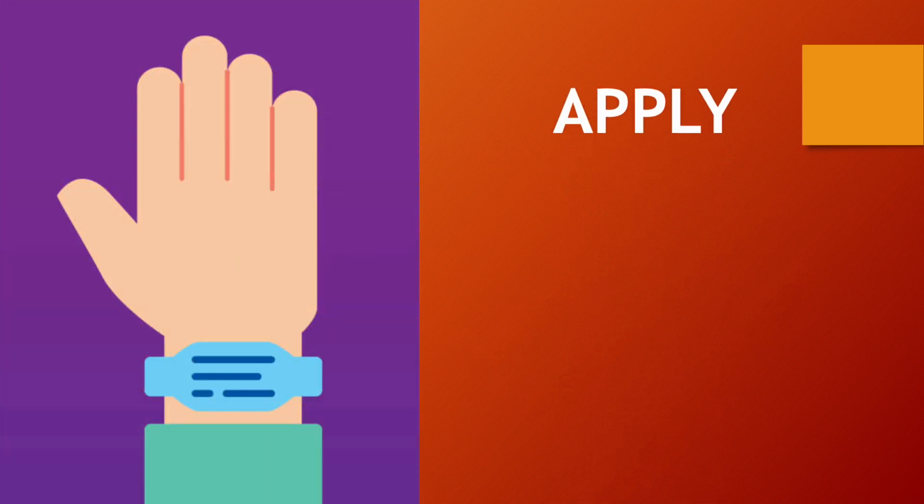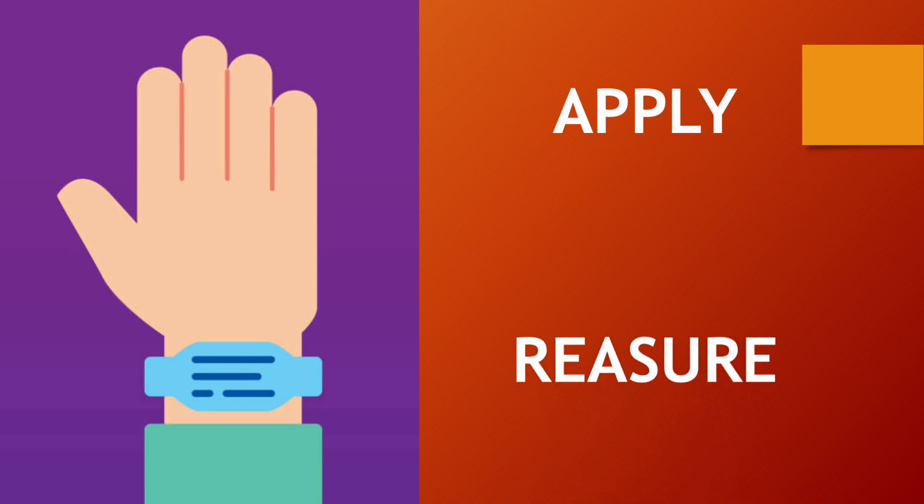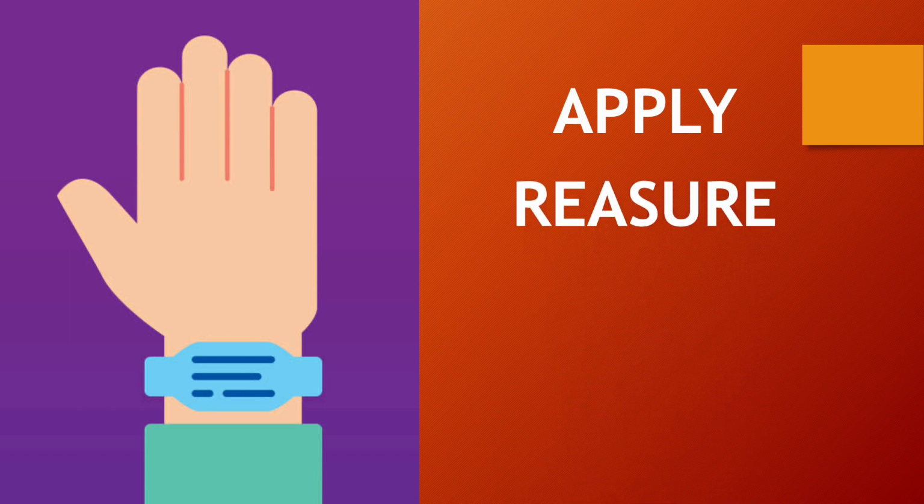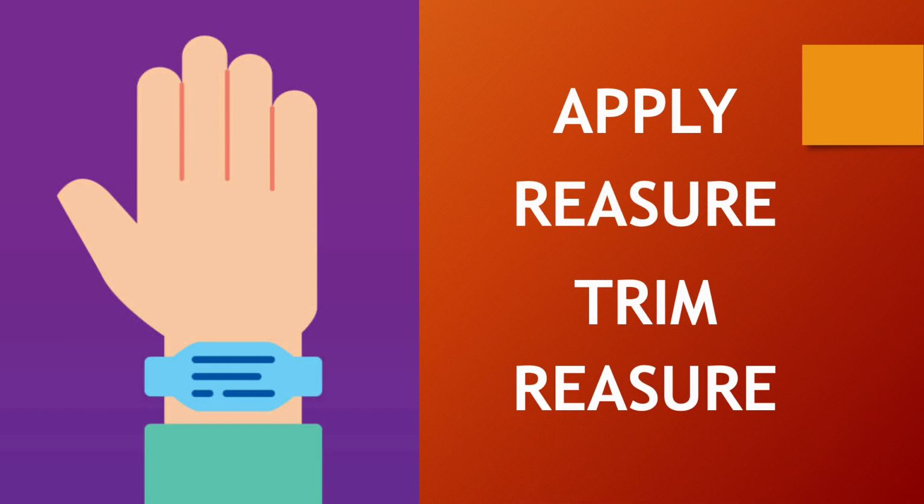Apply all required belts on the patient, making sure that on adults you apply on the wrist, while on infants you apply on the leg. Reassure the patient to make sure that everything is still okay, is not too tight. Trim the edges of the belt using the scissors that you have. Make sure to also reassure the patient that you are not going to cut them, but you are just going to trim the edges of the belt.